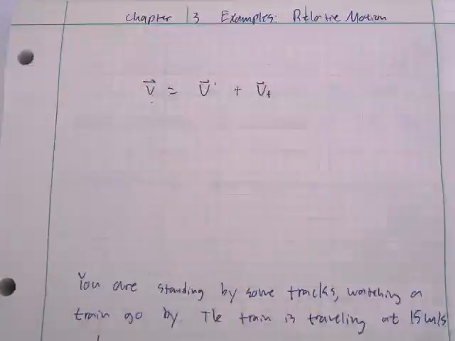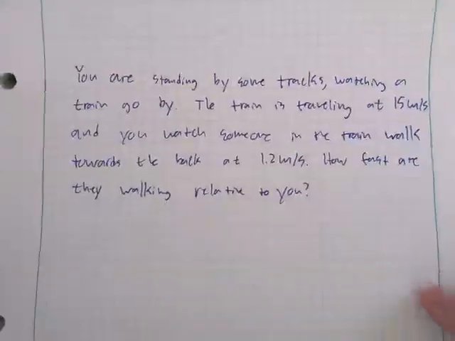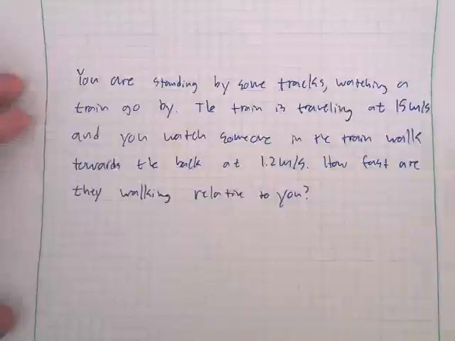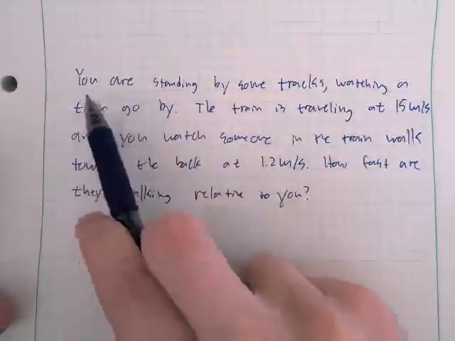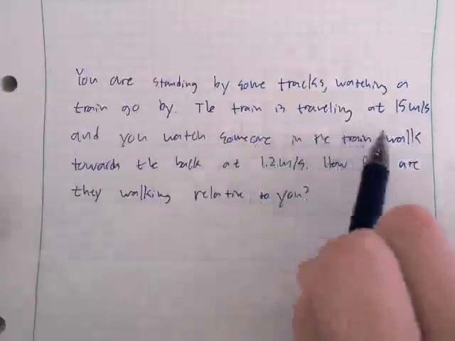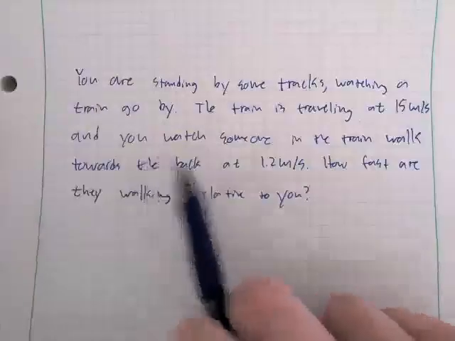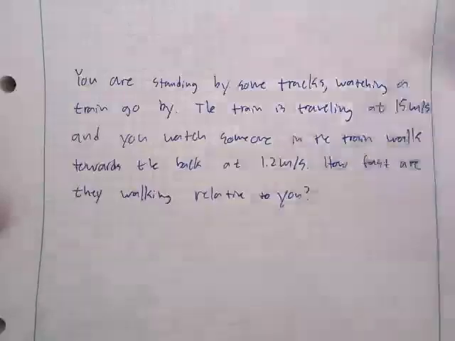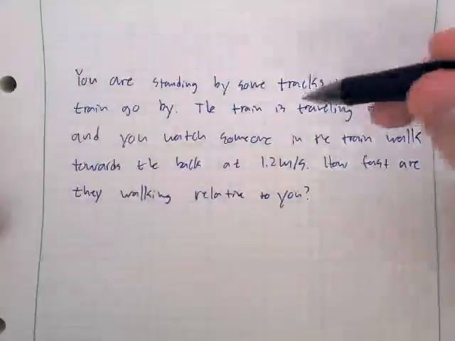So let's go through some examples so we can see what we're talking about. We'll do a very simple one first that you can probably do intuitively on your own without me helping you, but we're going to use our formula anyway, so you can get an idea for how this stuff works. Let's say in this first example you are standing by some train tracks, watching a train go by. The train is traveling at 15 meters per second, and you watch someone in the train walk towards the back of the train at 1.2 meters per second. So the train's going along in some direction. I didn't specify which one.